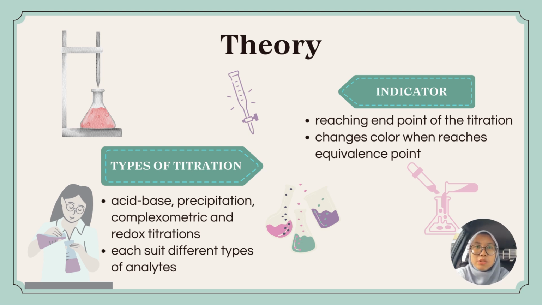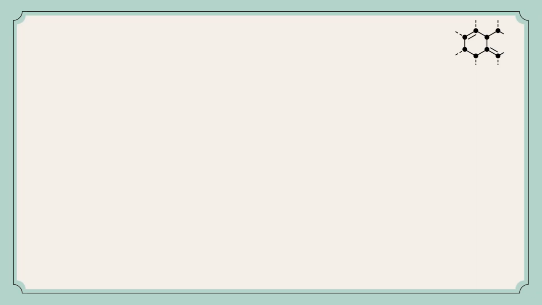The last one is types of titration. Volumetric analysis encompasses various types of titration methods, including acid-base titrations, precipitation titrations, complexometric titrations, and redox titrations, and each suits different types of analytes.